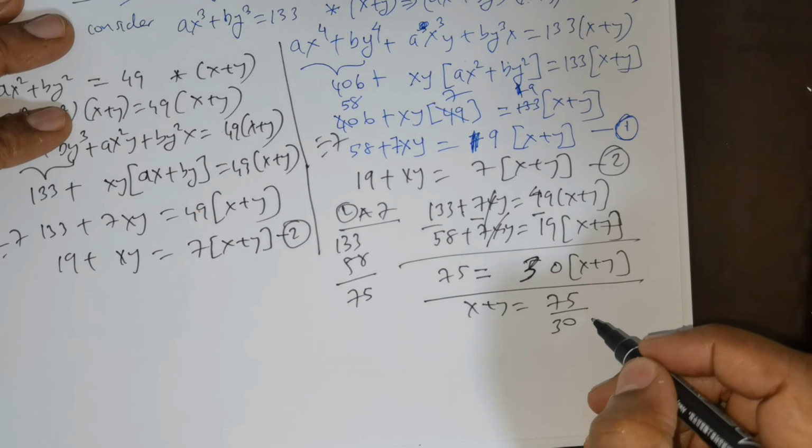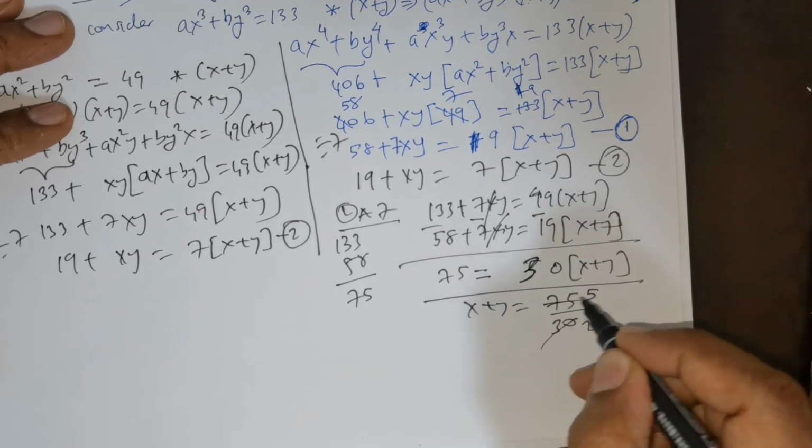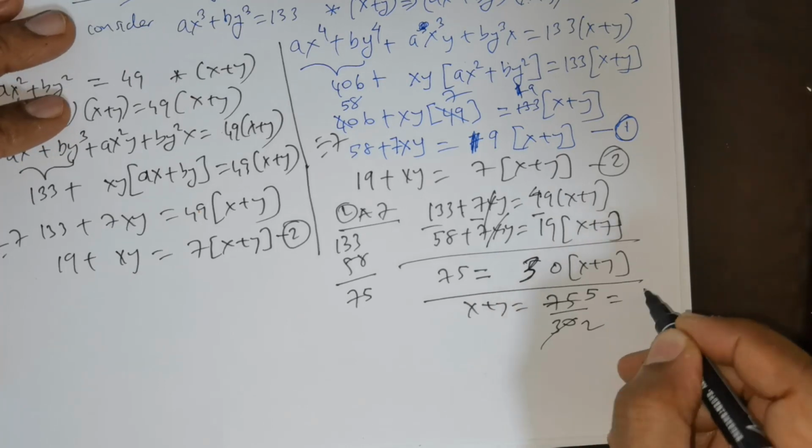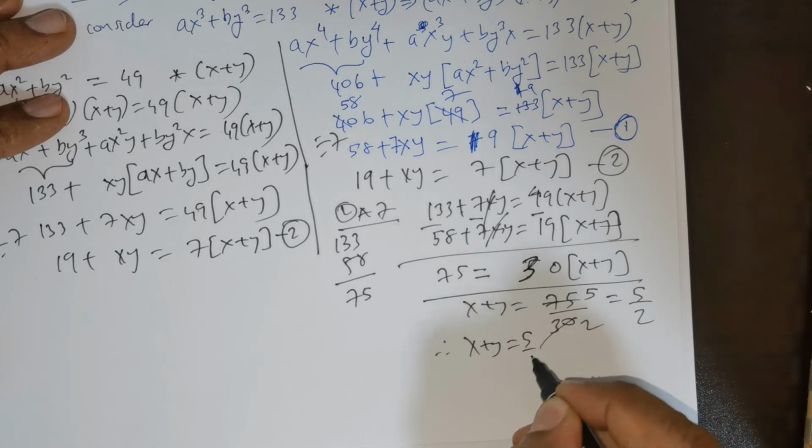Now 15 divides here 2 times, 15 divides here 5. 5 5s are 25 and 75. So this is 5 over 2. So therefore x plus y is equal to 5 over 2.